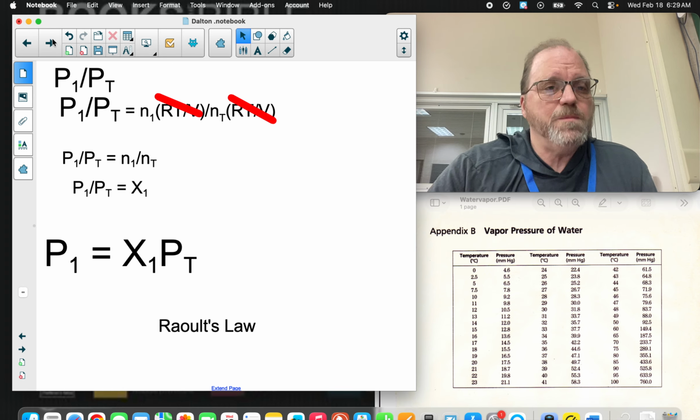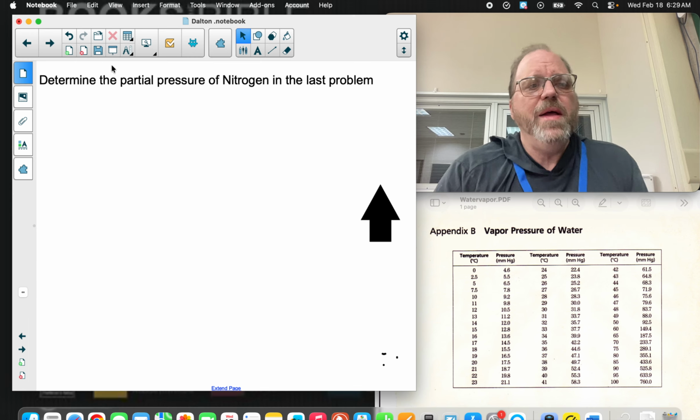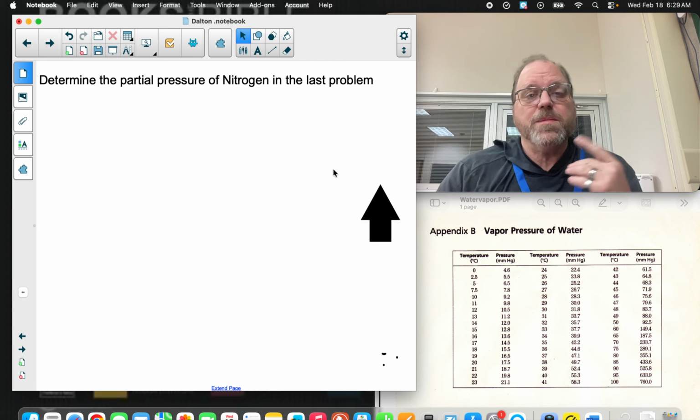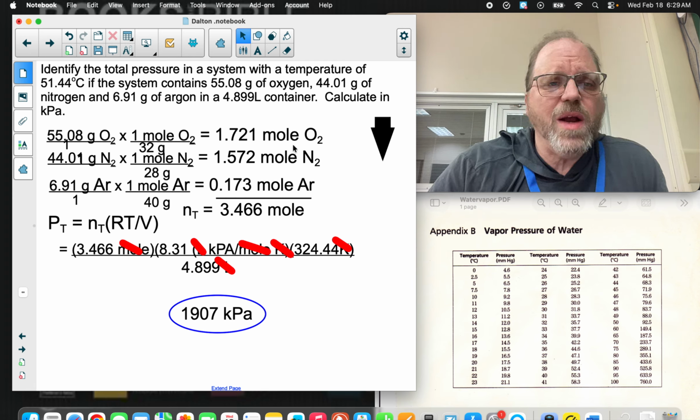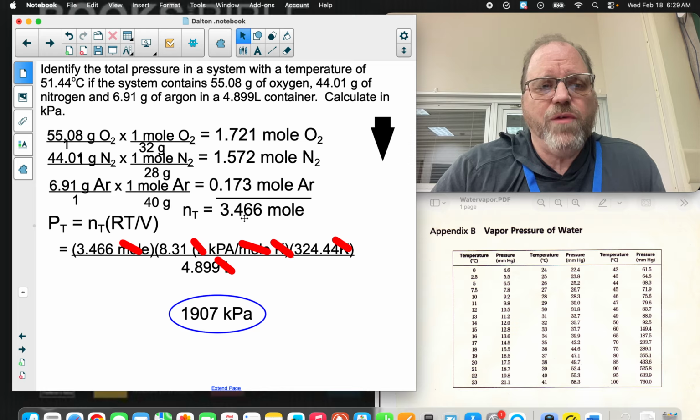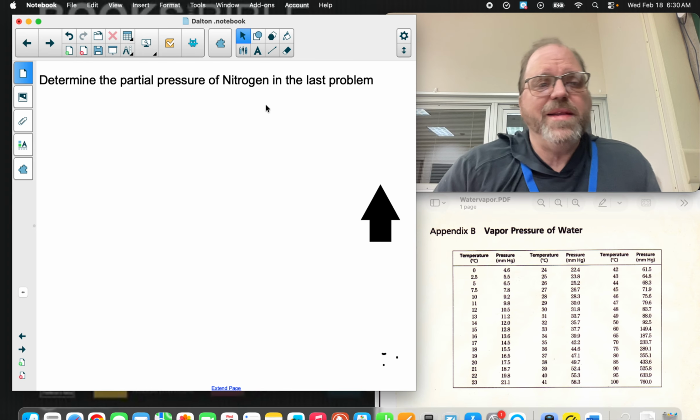All right, so let's do a problem. Determine the partial pressure of nitrogen in the last problem. So we have to go back and look. Let's go back up here. Nitrogen's right here, 1.572 moles. And the total moles, we said, is 3.466 moles. Total pressure is 1,907. So let's go back and identify those values.